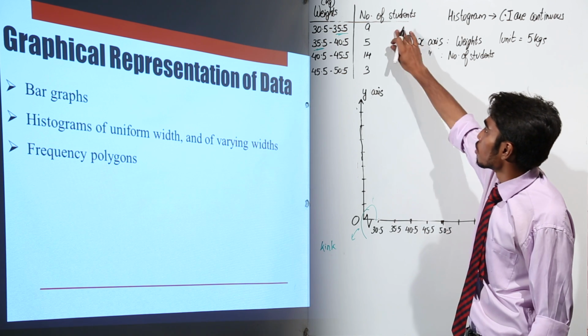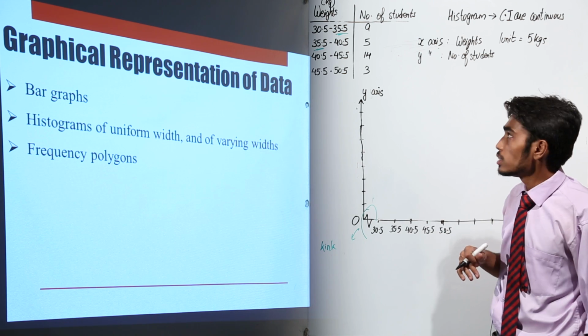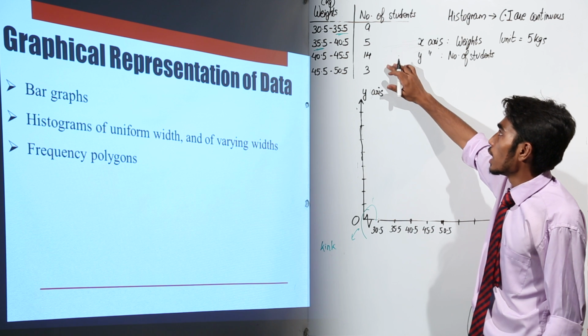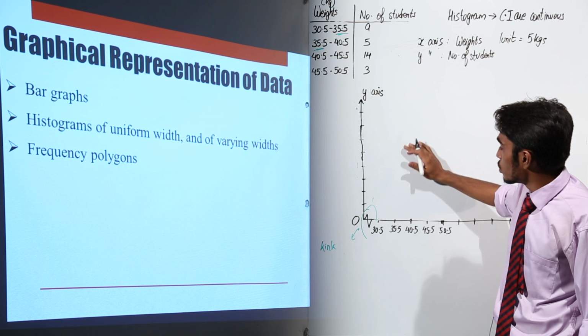Similarly, I need to represent the number of students on the y axis. As I can see, the lowest number is 3 and the highest one is 14. So how many divisions do I have?